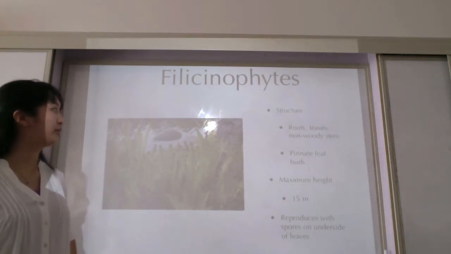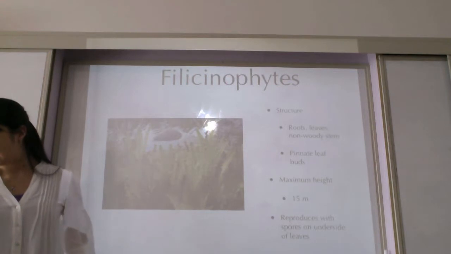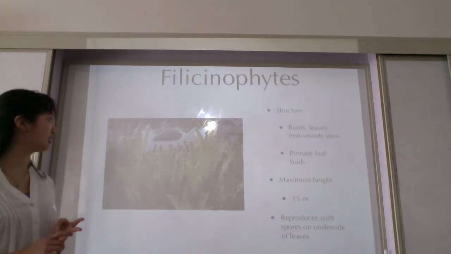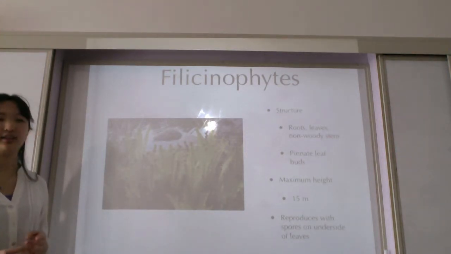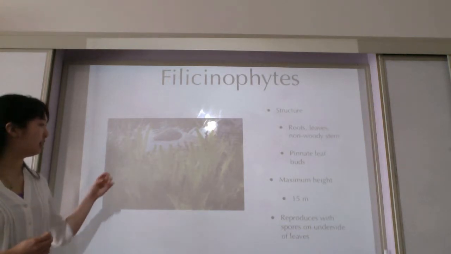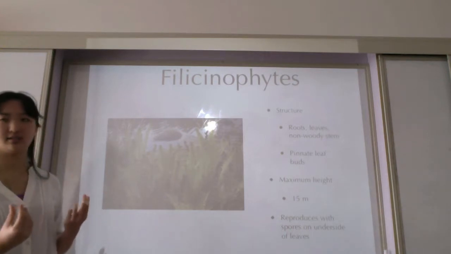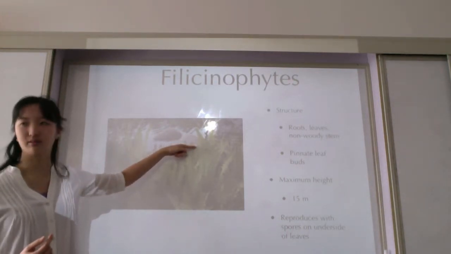Okay, Filicinophytes are basically ferns. Their main structure is that they have roots, leaves, and short non-woody stems. But their leaves are very particular in that they usually are curled up into little buds, and when they're uncurled, they're in pinnate leaflets, which is just pairs of little leaflets, as you can see, like they're just little pairs.